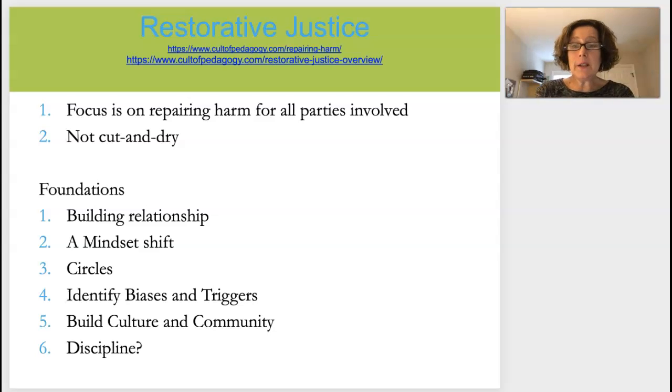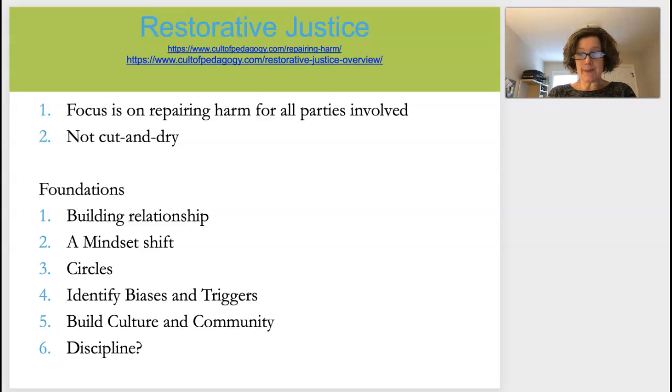We want to build culture and community. As a foundation to restorative justice, if students feel known and at home at school, generally behavior as a whole will be better if they really feel like they belong and that they are important to you.